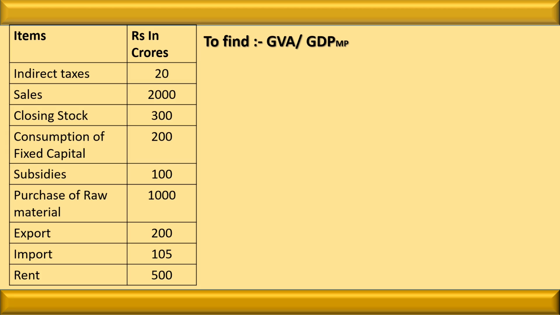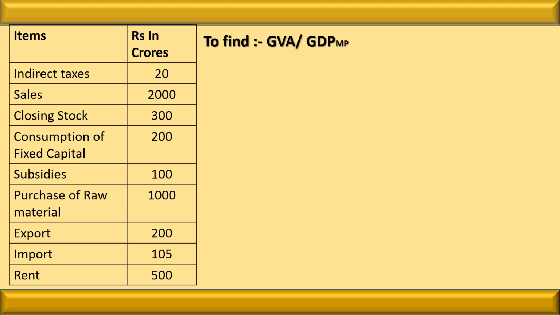Listen, export means sales, import means purchase. But here in the question, sale is given. It means total sale is given to us. When the total sale is given to us, it means that we don't have to consider export. If the individual sale is given to us, what does it mean? It means sale to A, sale to B, sale to C. It means the individual or the breakup of the sale is given to us. Then we have to consider export. In the same manner, import means purchase. In this question, purchase is written. It means total purchase is given to us. If the breakup of the purchase is given to us, then we have to consider import as well. Clear? Consumption of fixed capital means depreciation.